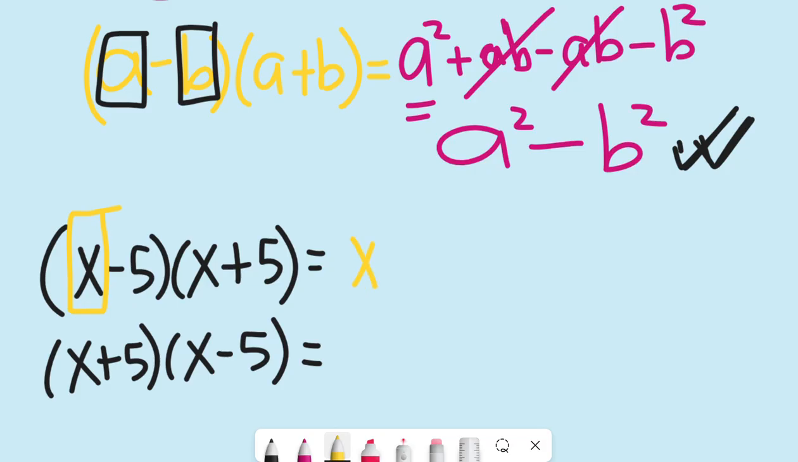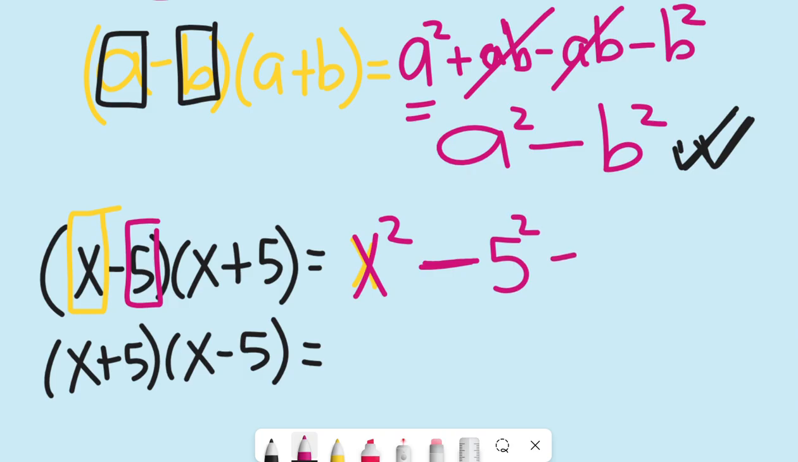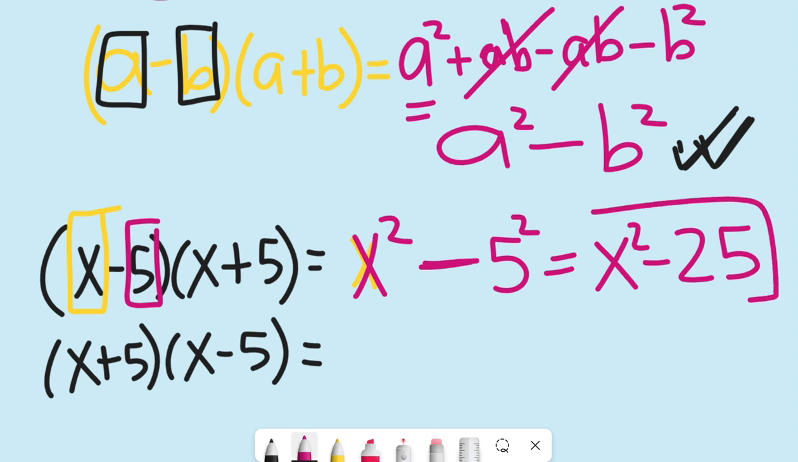So x, and then square that, minus, get your second number and square that. 5 squared. Oh, that basically means x squared minus 25. Done. That's it. Let's try it one more time.